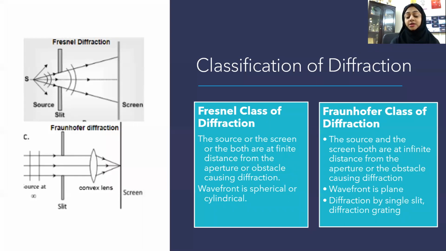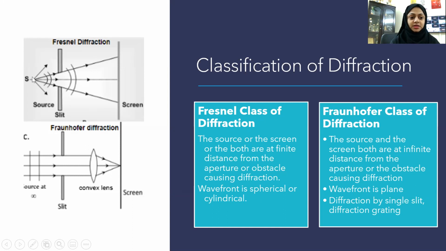Diffraction can be classified into two: Fresnel class of diffraction and Fraunhofer class of diffraction. We are not going into the details of these classes of diffraction, but we will just have a look at what is called Fresnel class of diffraction and what is Fraunhofer class of diffraction. If the source or the screen or both are at finite distance from the aperture or obstacle causing diffraction, we call it a Fresnel class of diffraction. Aperture means a narrow slit. Now, in such cases, the wavefronts are spherical or cylindrical.